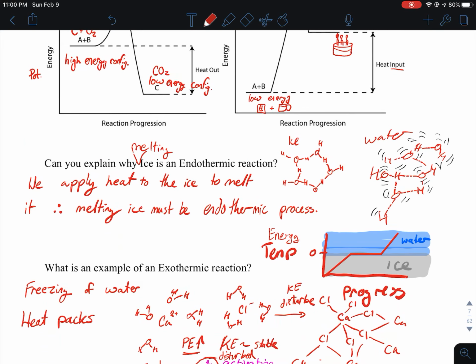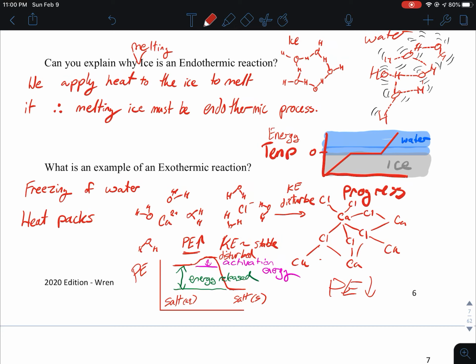So can you explain why melting ice is endothermic? Well, when we melt ice, we have to apply heat. So that heat is going in, and that's converting the ice from the low energy configuration of ice to the higher energy configuration of water.